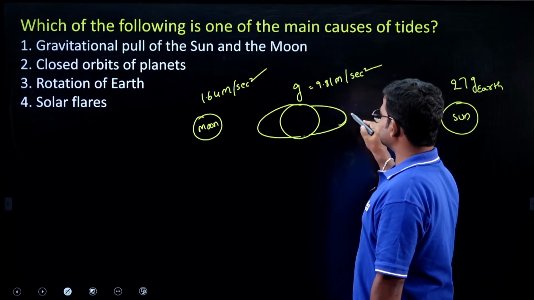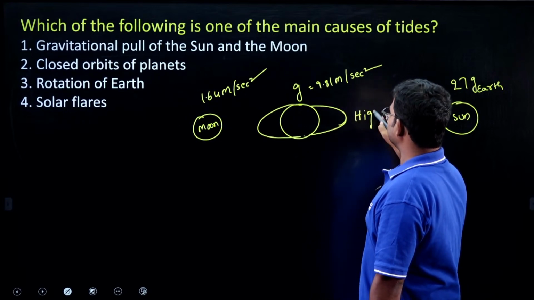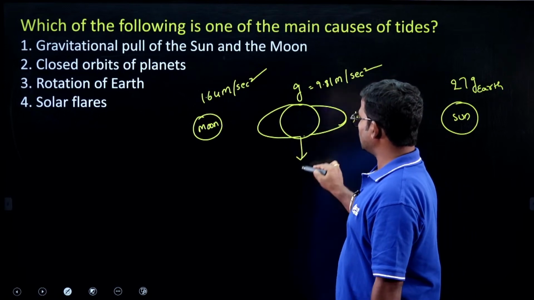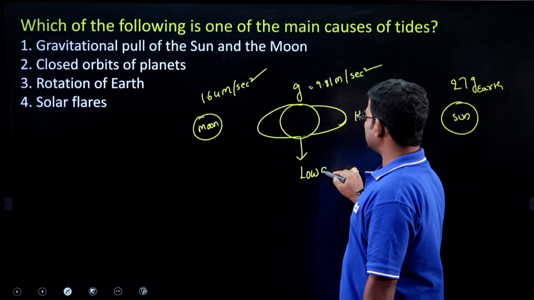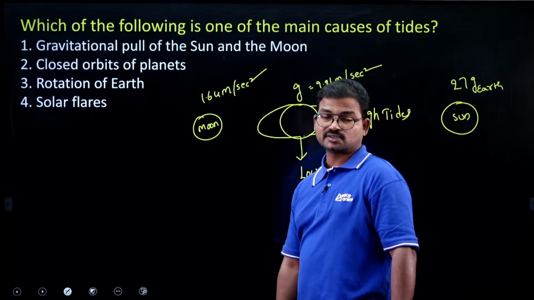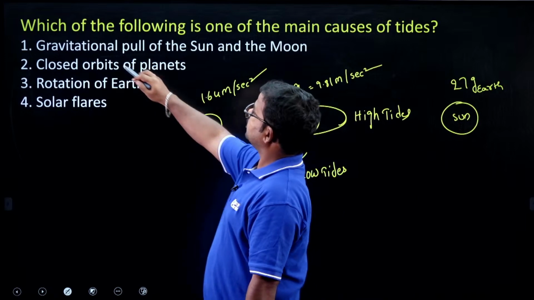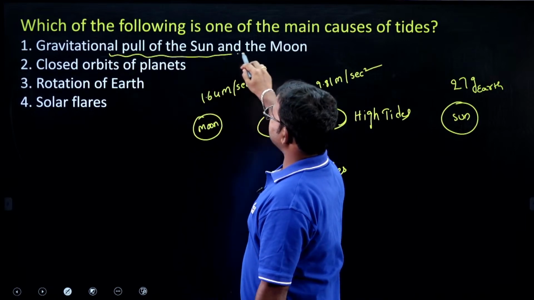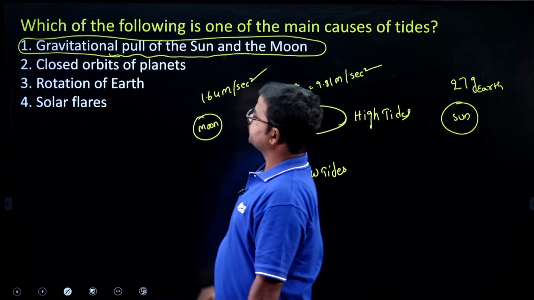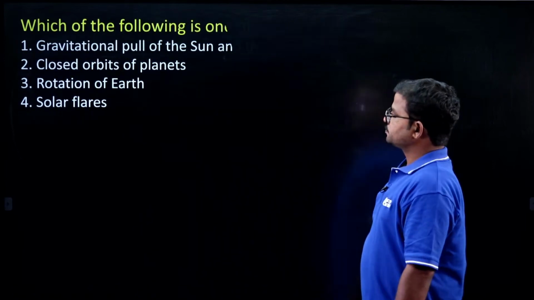This region is considered high tides, and this region is considered low tides. Because of the moon's gravity, we get tides on this planet. So here we have to consider the gravitational pull of the sun and moon. This is the correct option here. Yes, next one.